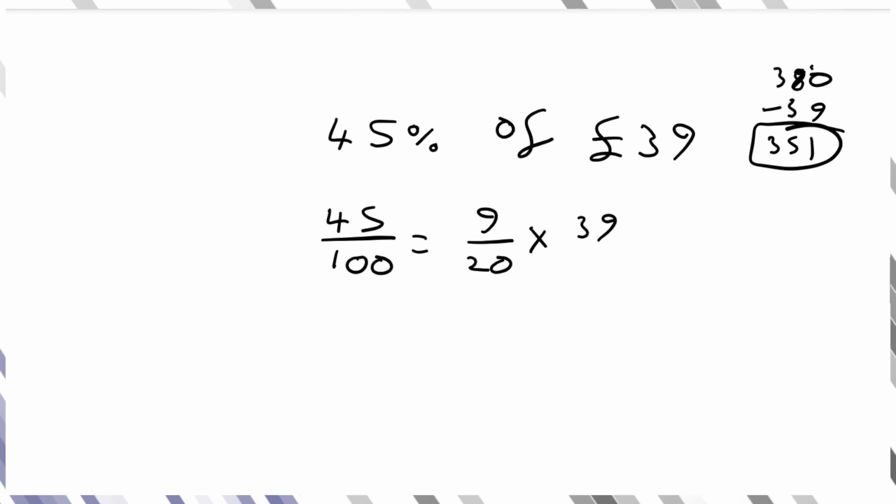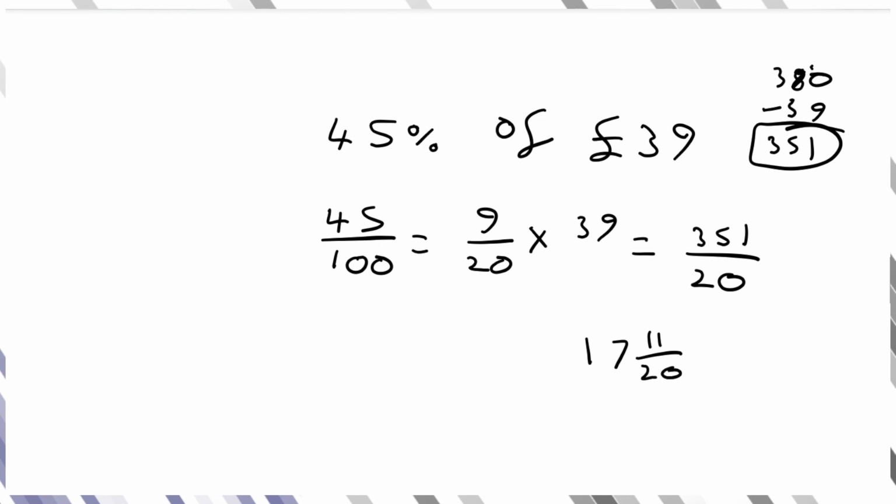We've got 351 over 20. From there, we could change it from an improper fraction to a mixed number. So how many 20s go into 351? That would be 17 remainder 11. So 17 and 11 twentieths.